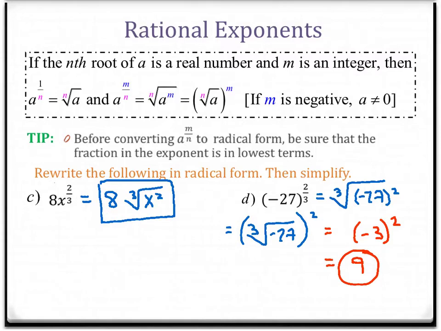If you do it the other way, you're going to have to square negative 27 and then try to find the cube root of that bigger number. So if it benefits you, I would write it in this way in order to simplify quicker.